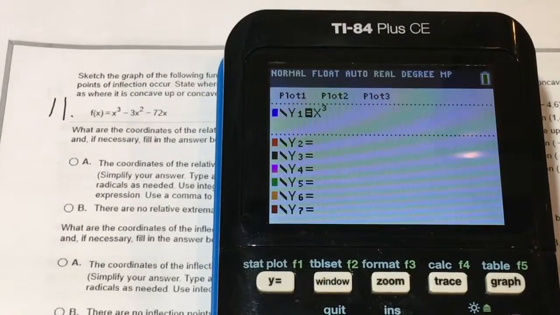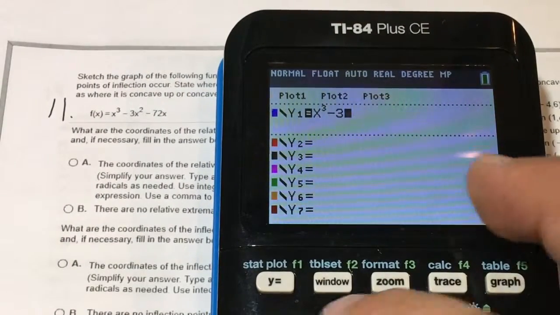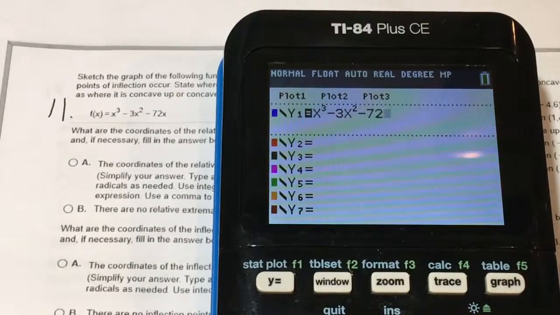Caret button, 3, right arrow, -3x squared, -72x. I'm going to graph it. Oh, before I graph it, I'm going to go to their graphs and see what the windows are.